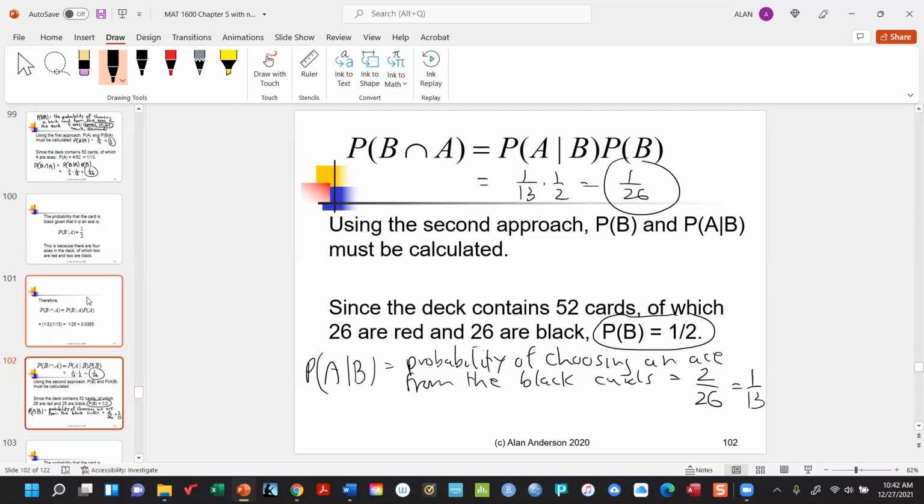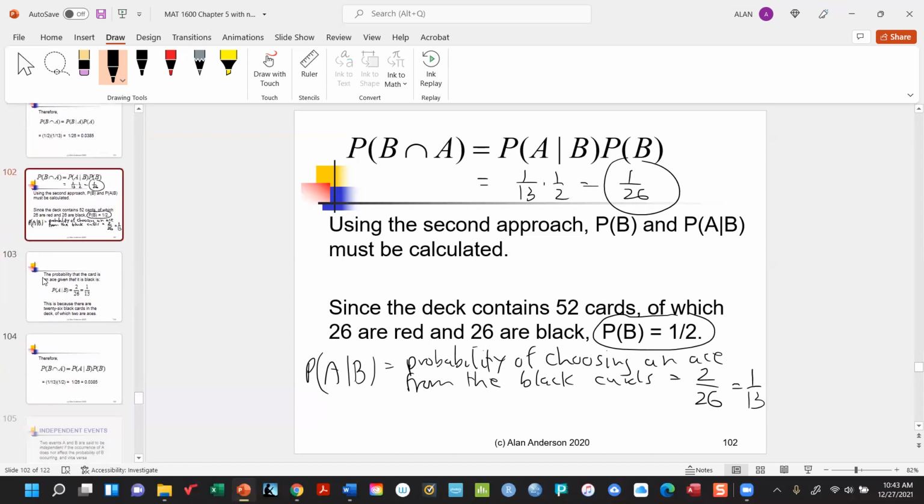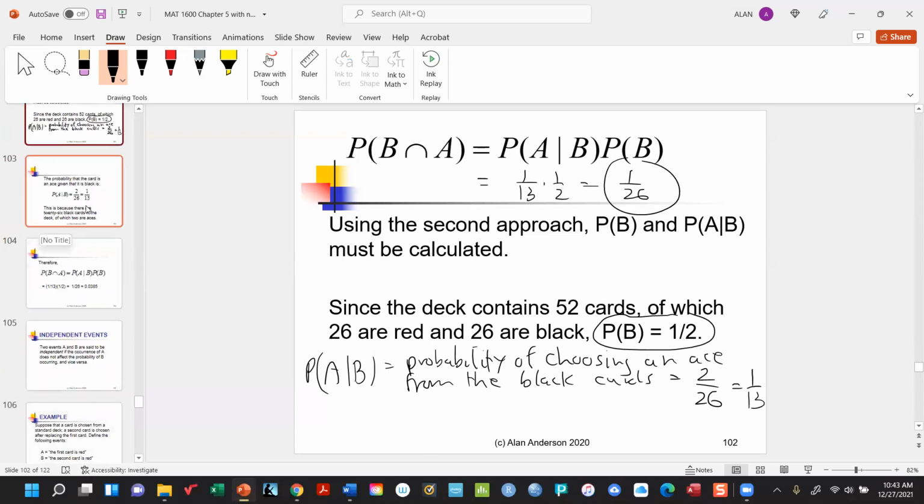All right. So we've confirmed with both examples or approaches to the multiplication rule that it's giving us the correct answer, 1 out of 26. Nice. All right, so every situation will be different, but this in a nutshell is how the multiplication rule works.